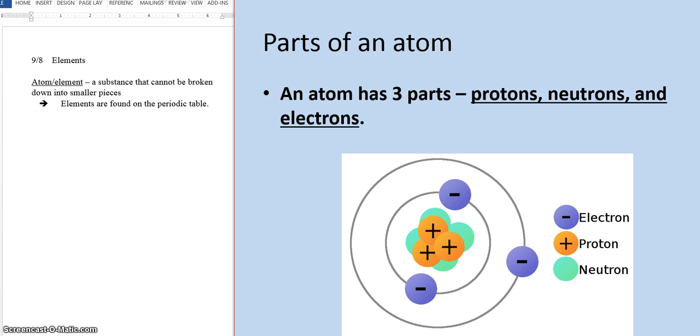An atom has three parts: protons, neutrons, and electrons. Here's a model of an atom in this picture. In this model, the protons are orange and they have a plus sign because protons have a positive electric charge. The neutrons are green. They don't have a charge, they are neutral. That's why they don't have any symbol inside of them. And the electrons are negatively charged and they're the blue-purple color. Notice that the protons and neutrons are on the inside while the electrons are around the outside. The electrons orbit around the protons and neutrons in the center.